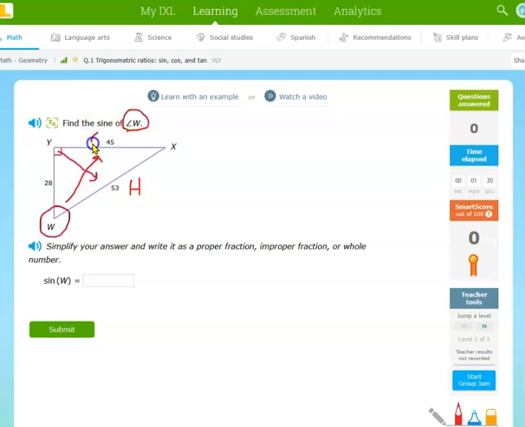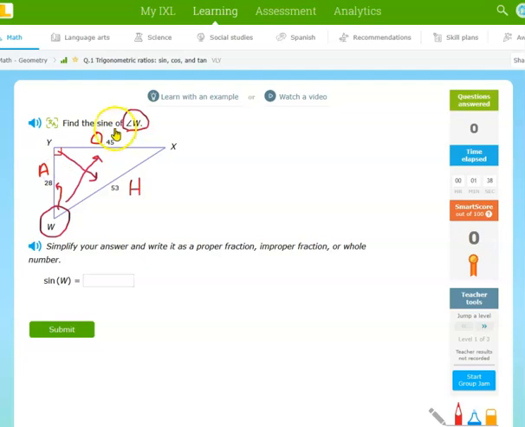Notice how I'm labeling the H and the O right next to the side lengths. That's going to be really important because these are the numbers that we're going to use to build our ratios here in a moment. And then finally, the adjacent side is right next to the reference angle. So we're going to put an A right there next to 28.